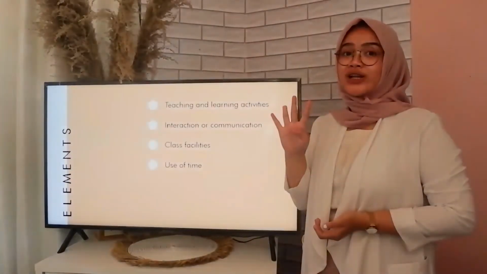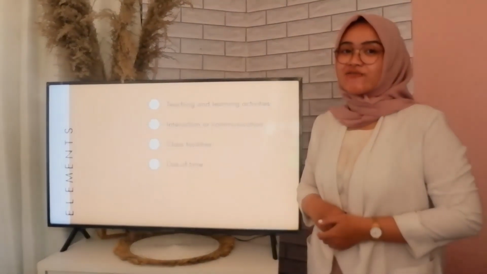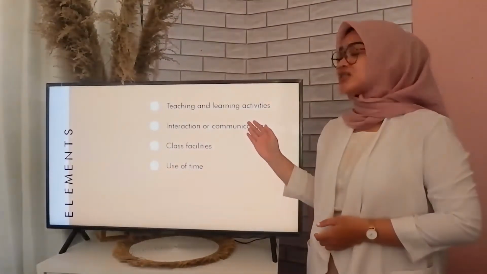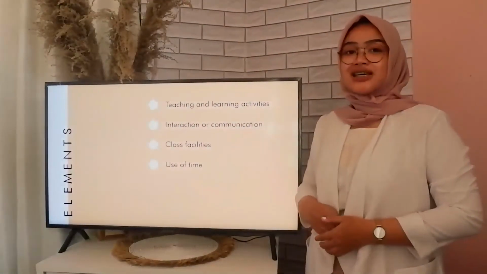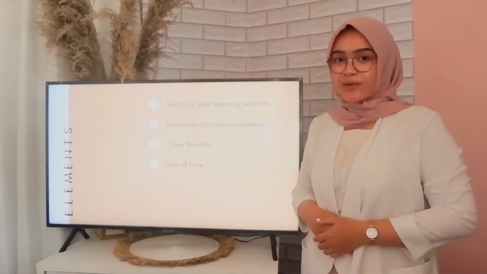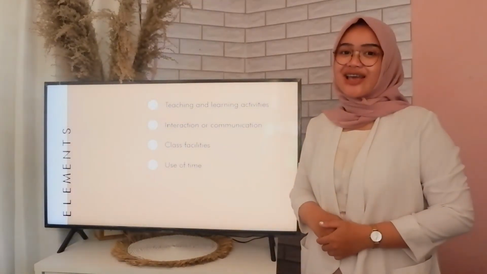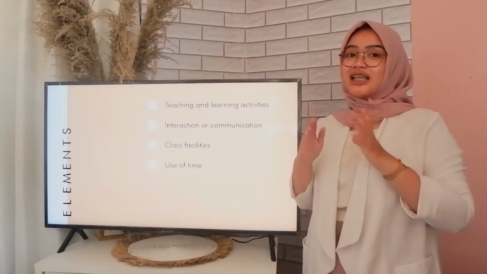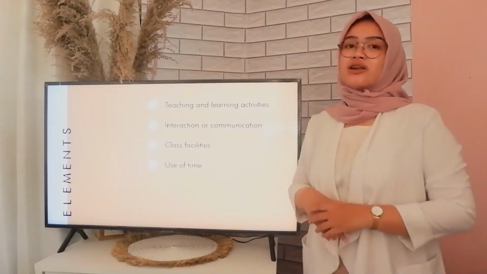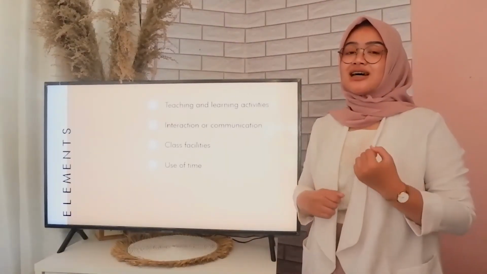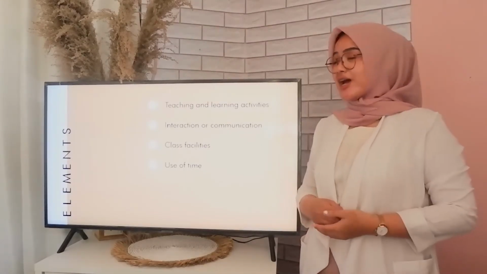There are 4 elements in classroom management. The first one is teaching and learning activities. The second is interaction or communication. The third is class facilities, and the last one is use of time. So let's start with the teaching and learning activities. In these activities, there is an approach, there is a method, or there are activities that we need to carry out.